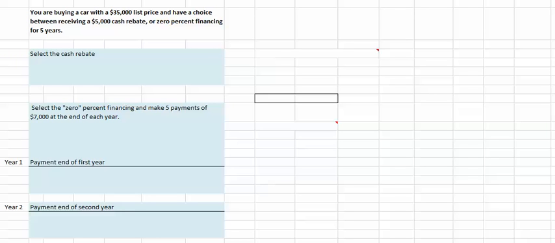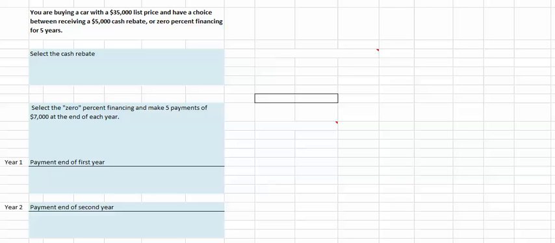We're buying a car with a $35,000 list price and have a choice between receiving a $5,000 cash rebate or taking 0% financing for 5 years. Let's consider how we record the purchase of this car under each scenario. First, what if we selected the cash rebate?